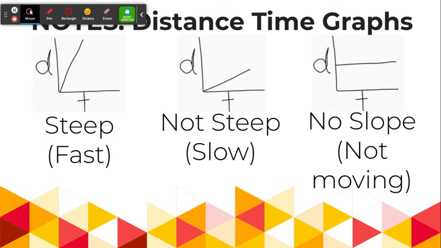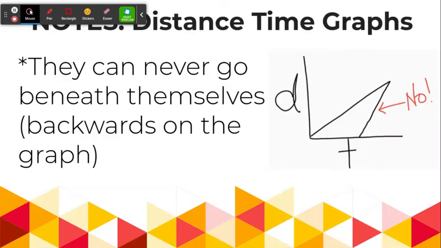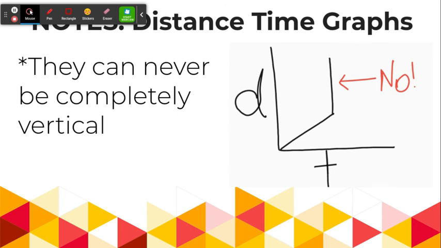The last graph is a flat line. Remember, time always moves, so it will continue forward even if Yoda is standing completely still. He is not getting closer or farther away from his house. And here are the no-nos that you need to put in your notebook. Distance time graphs can't show time travel, so the slopes can't go beneath themselves, nor can they be completely vertical.